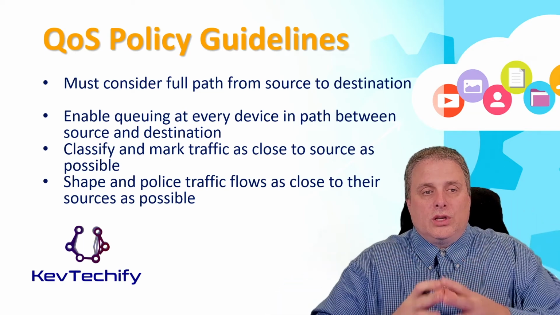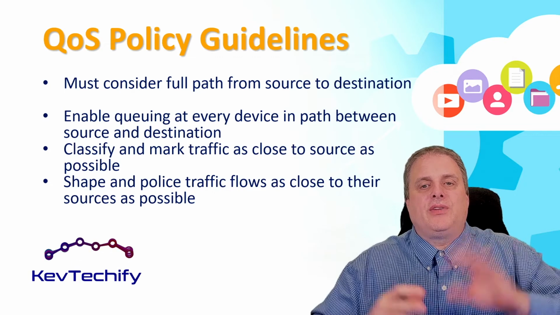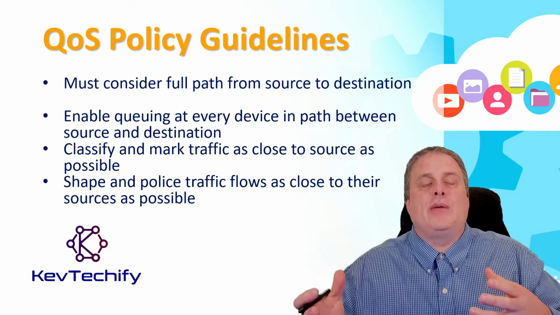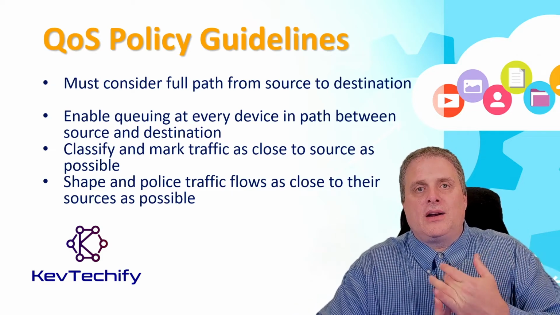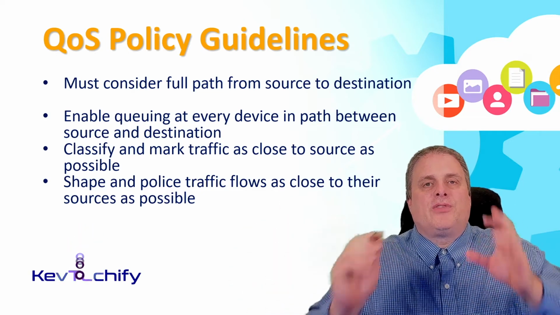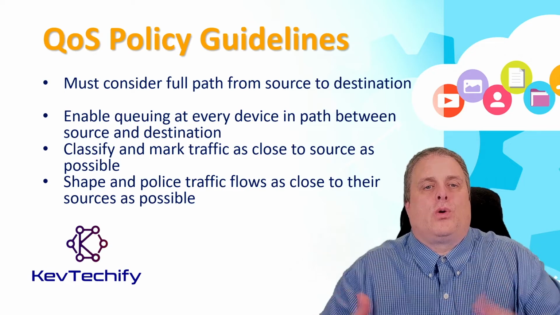When we start looking at this, you have to enable queuing at every device in the path between that source and the destination. You have to enable it. Those devices have to do that, either looking at the frame header or part of that conversation that went from end to end. But your devices all need to be quality of service aware so that they can actually do the quality of service.